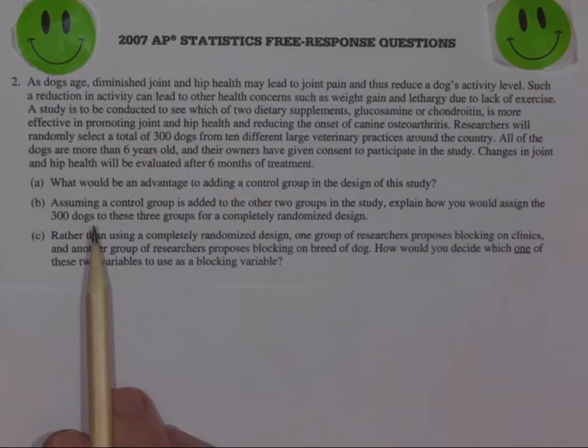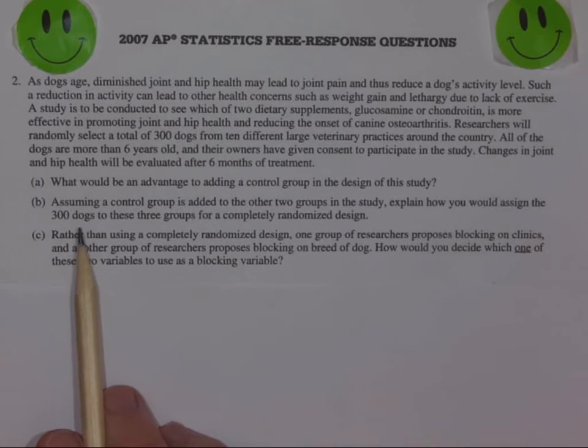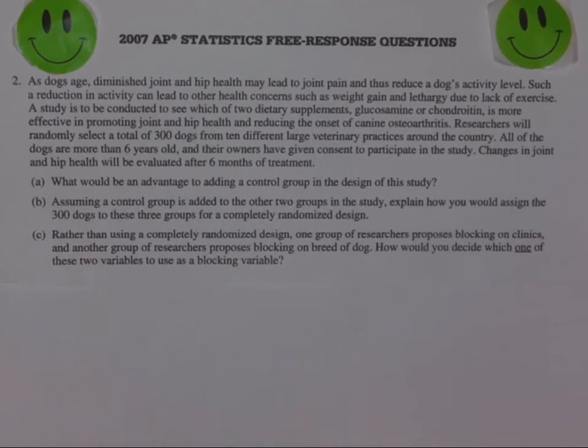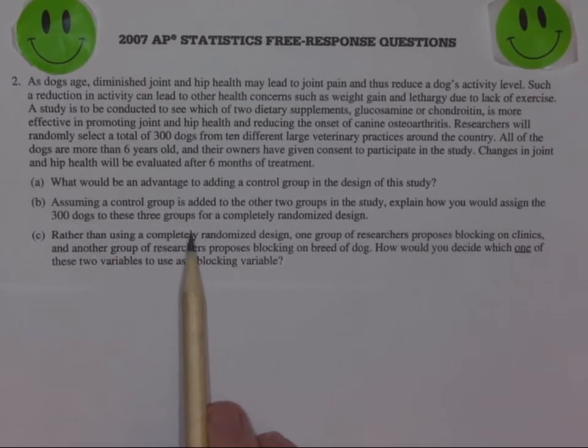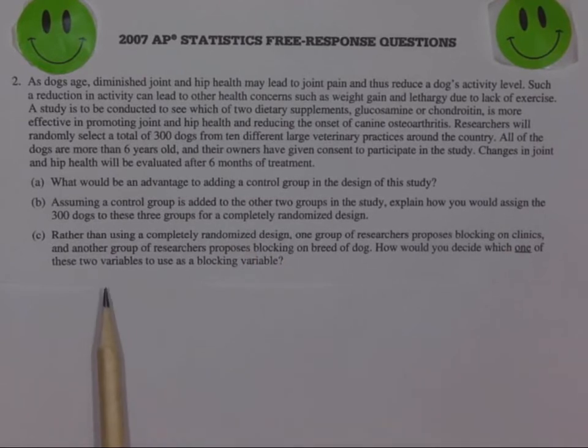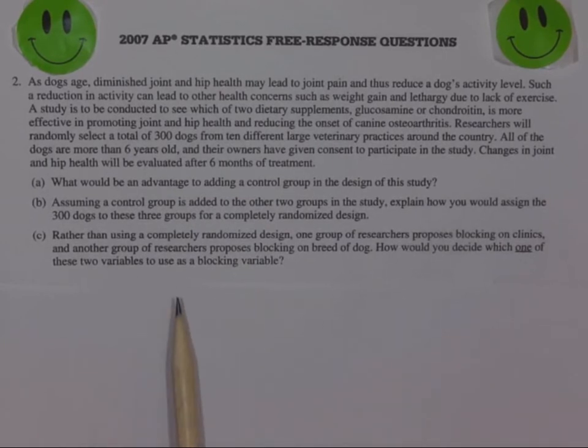Part A, what would be an advantage of adding a control group in the design of this study? Part B, assuming a control group is added to the other two groups in the study, explain how you would assign the 300 dogs to the three groups for a completely randomized design. And then part C, rather than using a completely randomized design, one group of researchers proposes blocking on clinics and another group of researchers proposes blocking on breed of dog. How would you decide which one of these two variables to use as a blocking variable? So if you want to pause this video and give that a shot, that would be great.